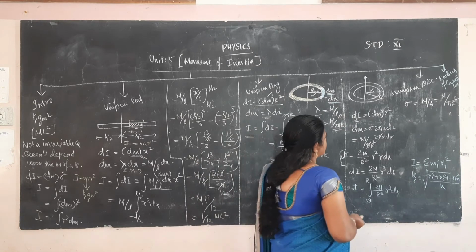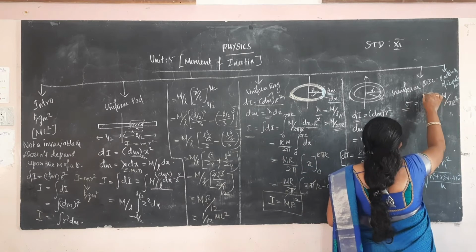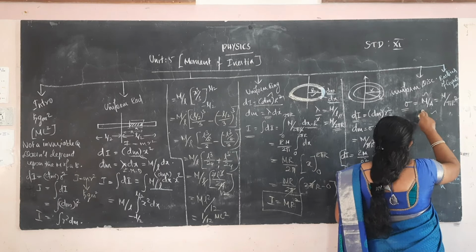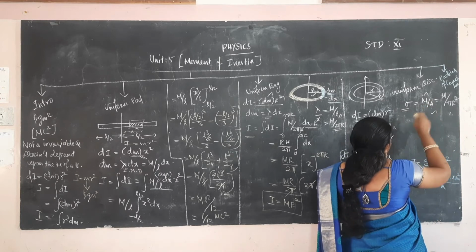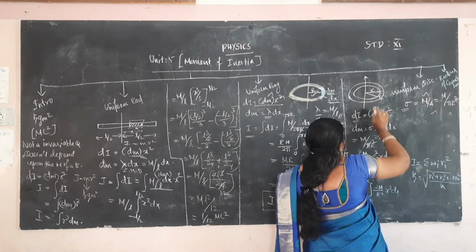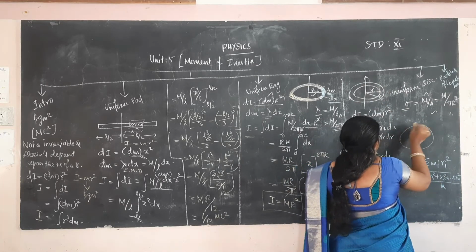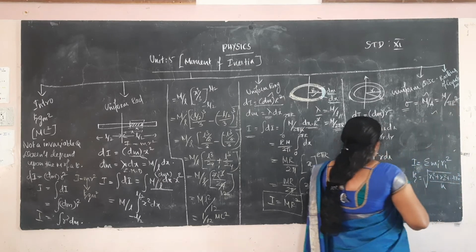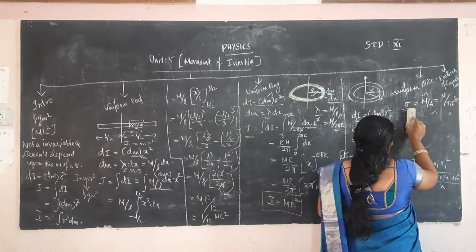So surface mass density sigma is equal to capital M by A. Surface mass density is mass per unit area. For a circle, a plate will have the circular form, so the plate area is pi r square. So sigma is M by pi r square. Then this is the linear mass density.